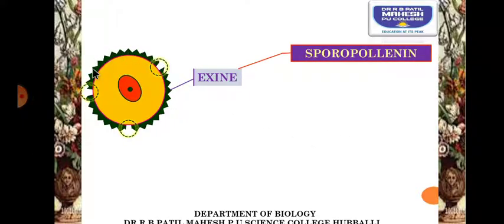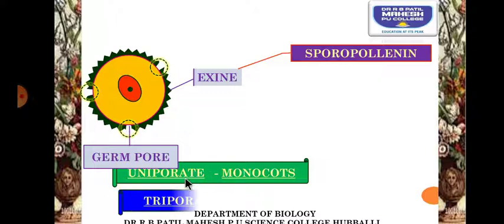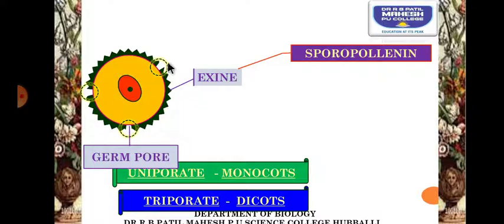Exine is present on the pollen grain throughout, leaving some areas. There are some areas where exine is not present, and such areas are called germ pores. Germ pore occurs one in number in the monocot pollen grain, so monocot pollen grains are called uniporate, whereas in dicots there can be two or three germ pores. If there are three germ pores, then it is called triporate.